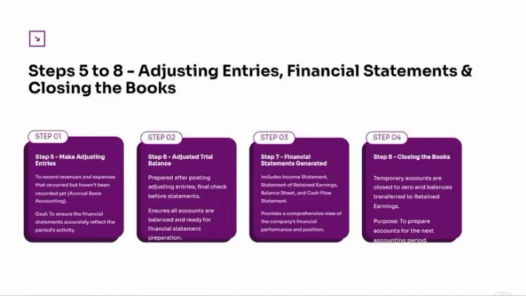The eighth step is the post closing trial balance. We do one last check with only permanent accounts to ensure everything is clean and ready for the next cycle. And that is the complete cycle from the first transaction to the final report, just like a cycle. Accounting keeps repeating this every month, quarter, or year.